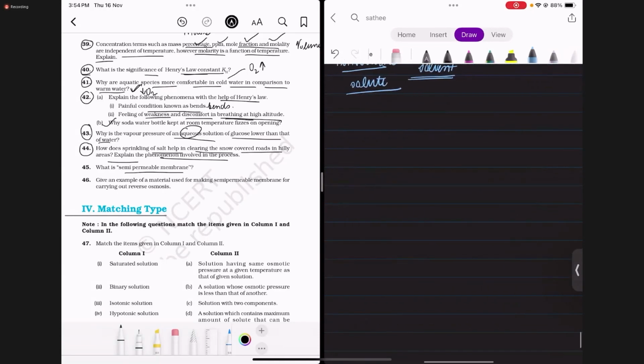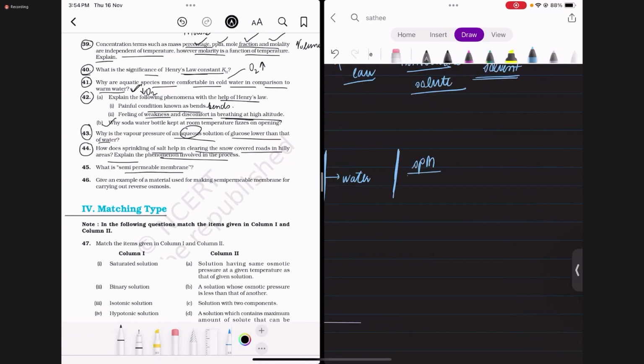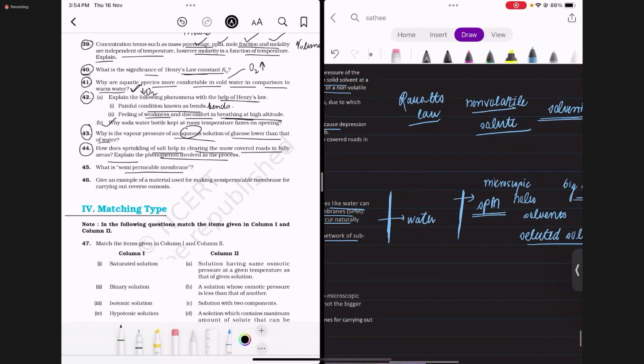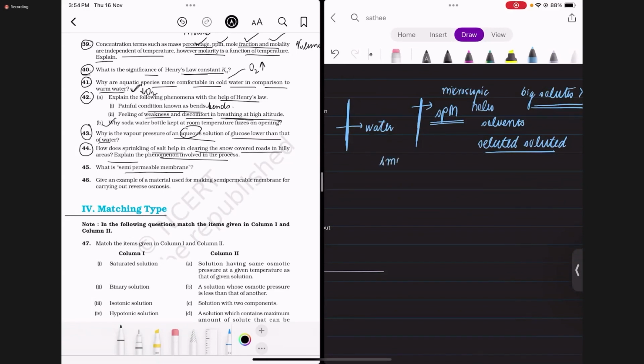So semi-permeable membrane क्या होती है? Semi-permeable membrane or SPM is a type of membrane. इसमें बहुत microscopic holes होते हैं, and because of these microscopic holes solvents can pass and selected solutes, which are very small, can also pass, and it does not allow the movement of big solutes. तो big solutes का movement is not possible through semi-permeable membrane. It allows the movement of only small solutes and that also selected solutes.